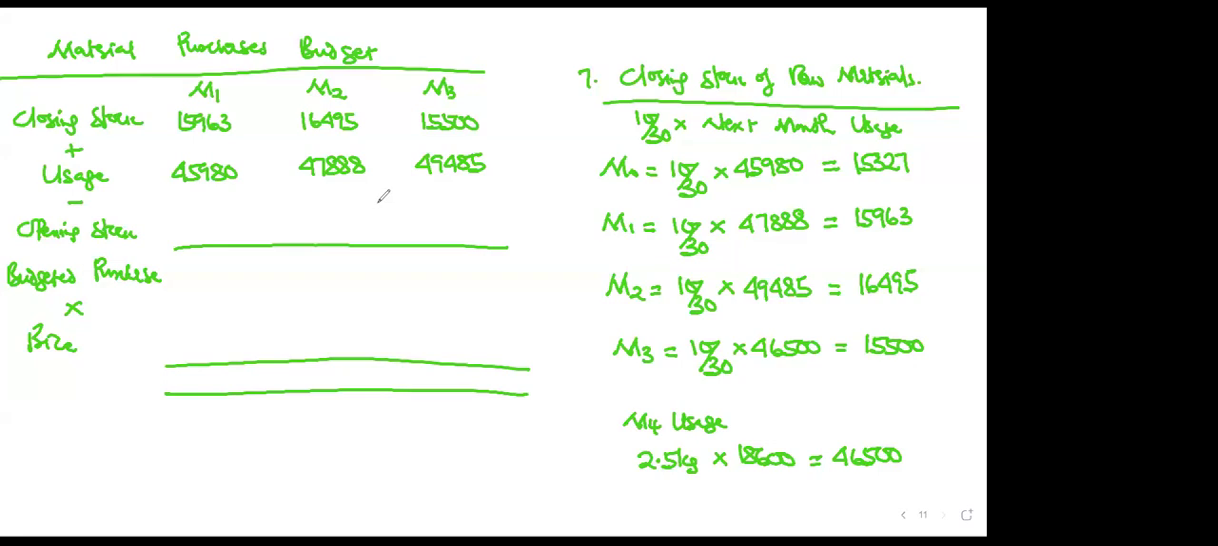So opening stock of month one is the closing stock of month zero, right? Yeah. So 15,963. Opening stock of month two is the closing stock of month one, 16,495. So subtract that for us.